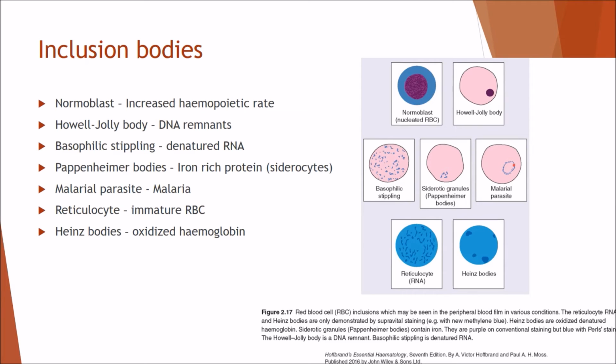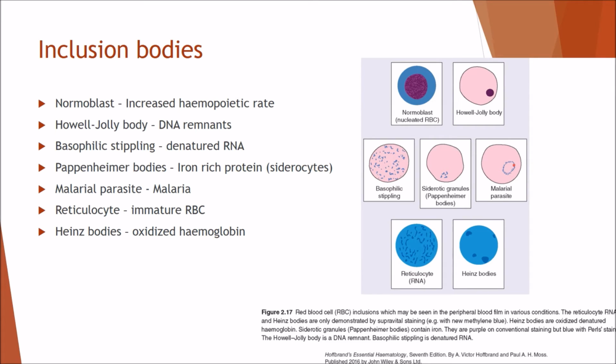You can also have Howell-Jolly bodies. Howell-Jolly bodies are DNA remnants, so not the entire nucleus has been ejected, but you can still see these DNA fragments within the cell itself. You can get basophilic stippling, which is denatured RNA forming artifacts within the red blood cell. You can get something called Pappenheimer bodies, which are iron-rich proteins characteristic of siderocytes. You can also have malarial parasites. If you're examining a blood film of someone who recently contracted malaria, you'll be able to see these parasites within the red blood cells, often as a little ring.